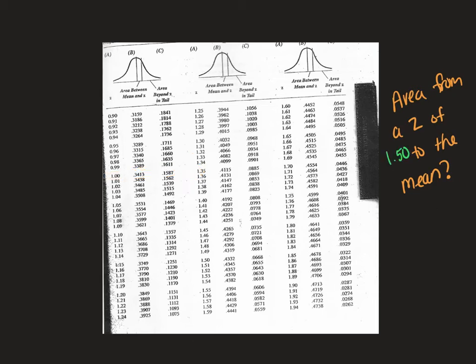Let's try again, but this time find the area from a z of 1.5 to the mean. I start by locating my z of 1.5, and now I'm looking at the area to the mean. The area to the mean is 0.4332. That's the same as 43.32%. If I had been asking for the area from a z of 1.5 to its tail, I would have yielded 6.68% by looking it up in the table.